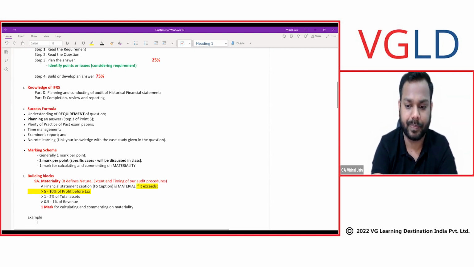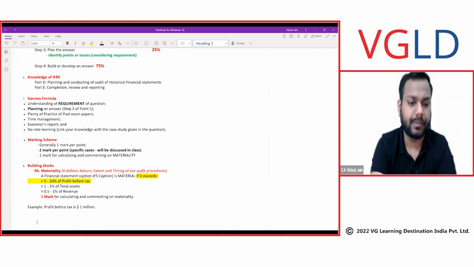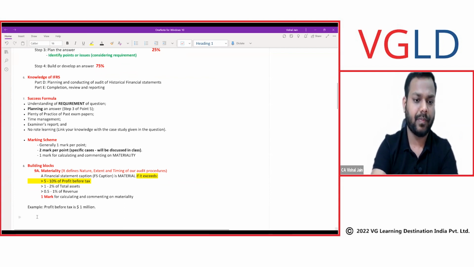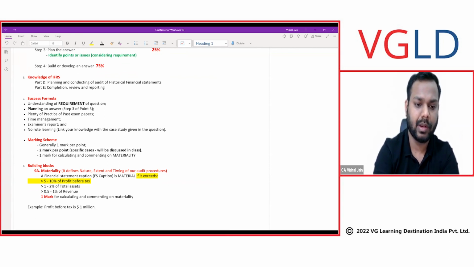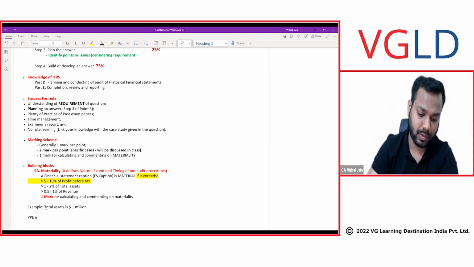Example. Let's suppose profit before tax is $1 million. Now, there are three companies basically, understand. Just give me a minute, I'll explain it here in a different manner. Understand, there are three companies, company A or FS caption. Let's suppose PP is $8,000.